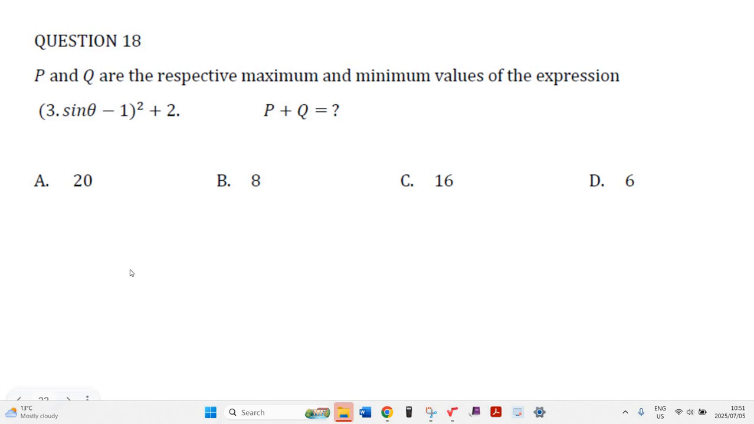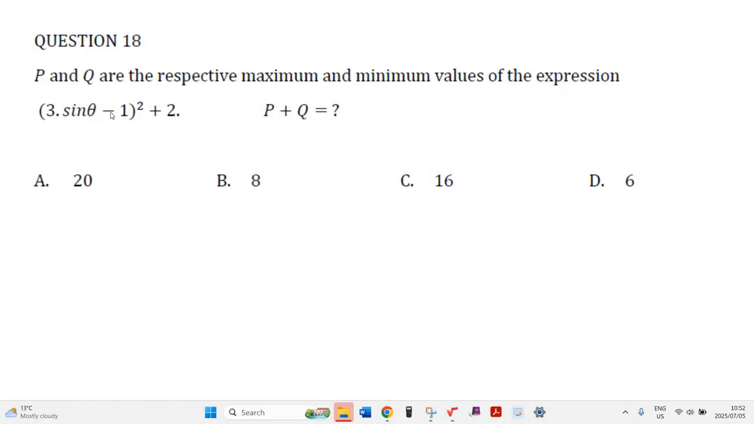Okay, this is a kind of interesting little max-min trig problem here. We have 3 times the sine of theta minus 1, squared, plus 2. If P and Q are the maximum and the minimum values of the expression, what would P plus Q be? Well, let's take a look at the minimum.